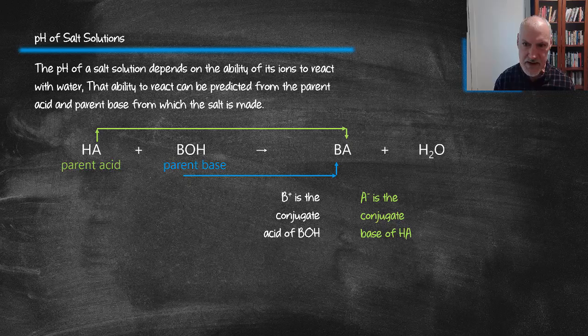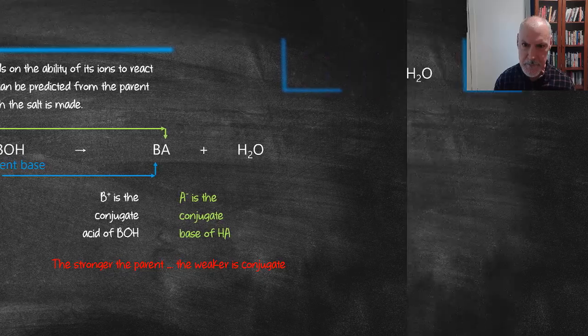So we can always trace our ion back to a parent acid or base. What determines the pH of our solution is the ability of these two ions to interact with water and produce either hydroxide or hydronium ions. Another point to always remember is the following: the stronger our parent acid or base, the weaker its conjugate. And we'll come back to that when we look at several examples.